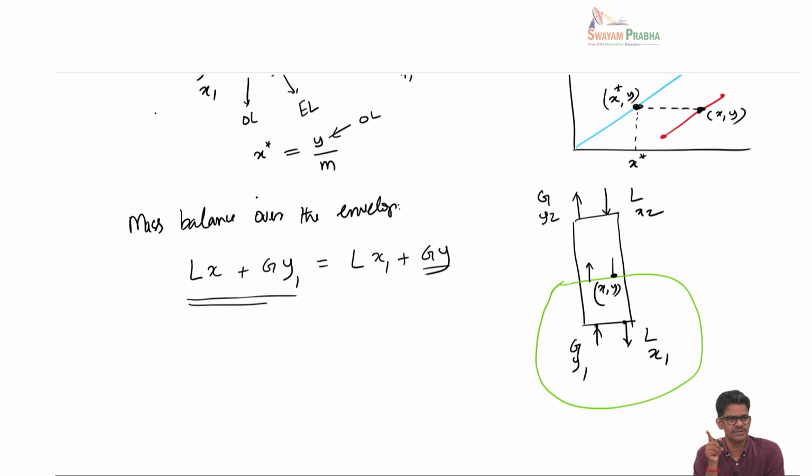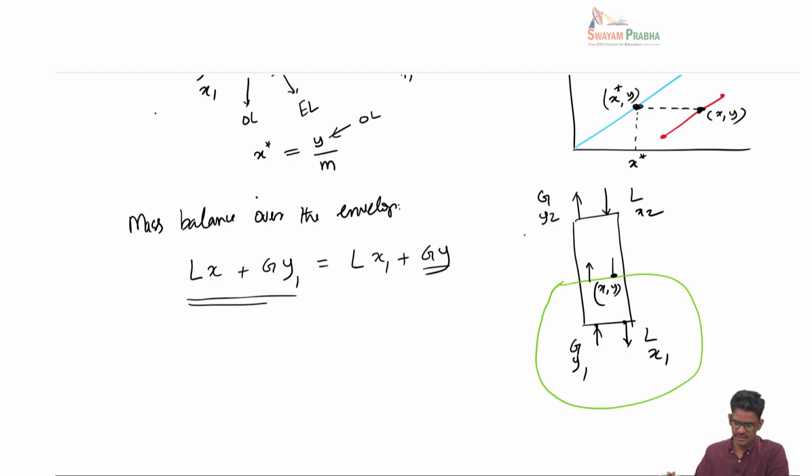In the case of absorption, I did a mass balance for the top of the column, but here I am doing it for the bottom of the column. It does not matter. There you can do a mass balance for the lower part of the column. Here you can do the mass balance for the upper part of the column. It does not matter. Just a choice that we are making here.